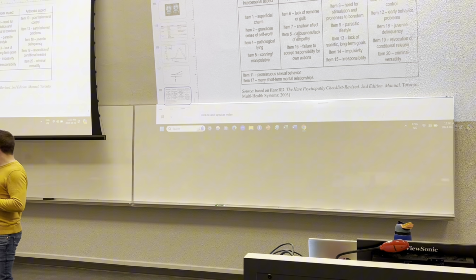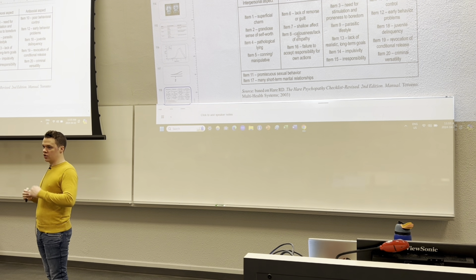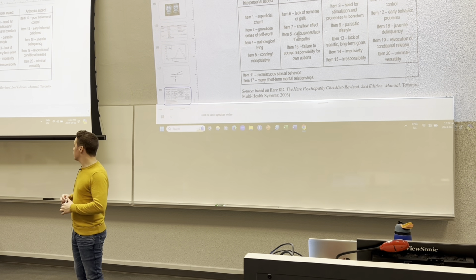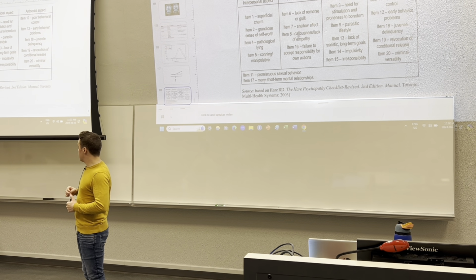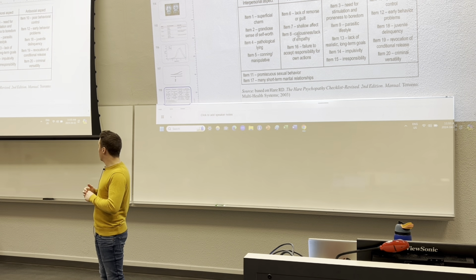So 20 symptoms. Each of them, someone can be either 0, 1, or 2. So obviously 0, not at all. 1, kind of, and 2, definitely. And so these are the kinds of symptoms you get. So just a representative list: pathological lying. They're very good liars. They have an absence of guilt or remorse.